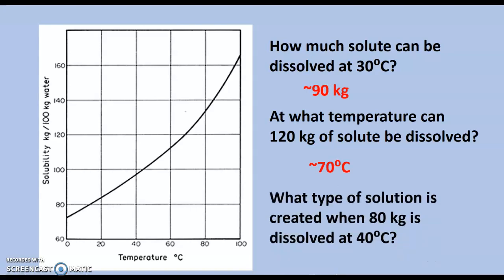And what type of solution is created when 80 kilograms, so we're going to find 80 kilograms, is dissolved at 40 degrees? So right here, we are below that line. So below the line would represent an unsaturated solution.